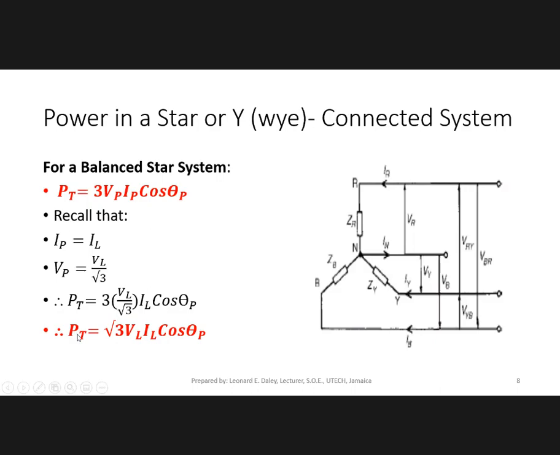So I remember cos theta P is the same. For a balanced system, it's going to be the same in each phase. So we're still good. So PT in terms of line values then is equal to root 3 VL IL cos theta P. All right, so two ways of writing it for a balanced system: 3 VP IP cos theta P, or root 3 VL IL cos theta P. So respectively, we're writing in terms of phase values or line values.